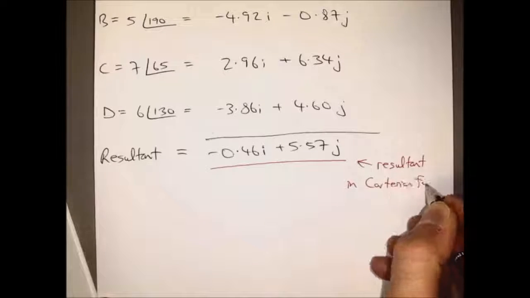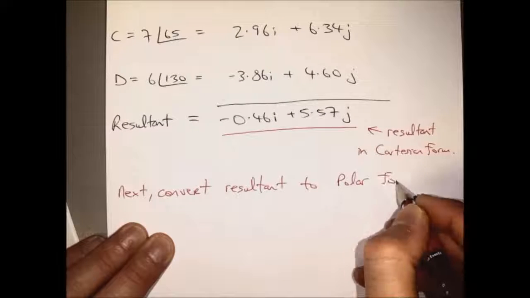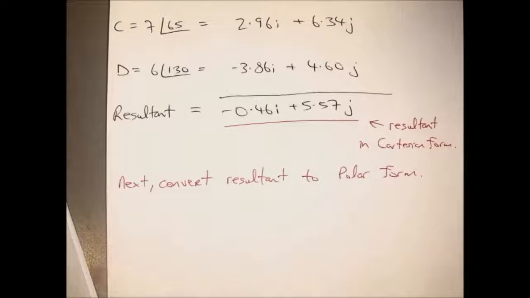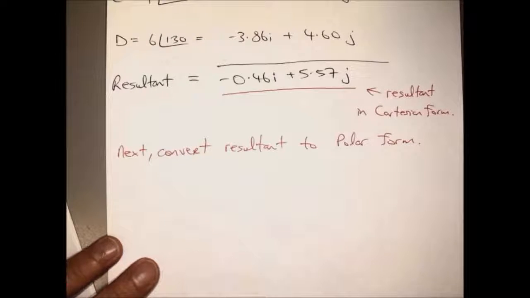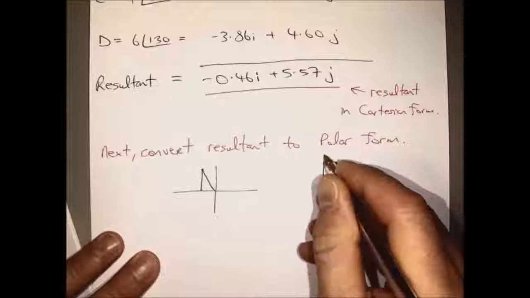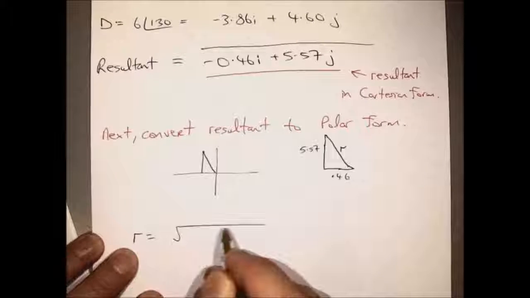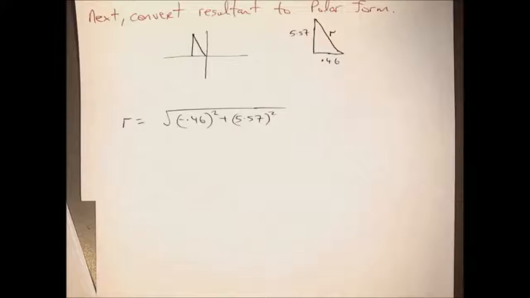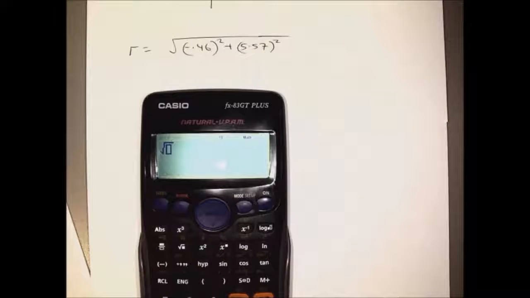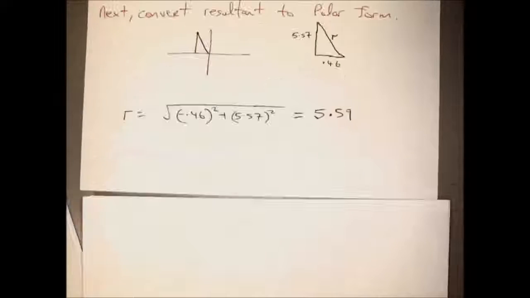Now we have it in Cartesian form, and we want it in polar form. So next up we have to convert our resultant to polar form. So we sketch here, we're going minus 0.46 on the I-axis, and then we're going up 5.57 on our J-axis. So we'll use Pythagoras' theorem there, the little formula back at the exam sheet, to figure out the magnitude of R. And we get 5.59 approximately for R.